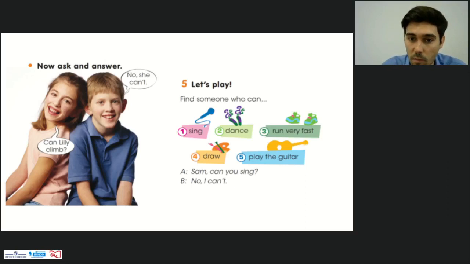The overall objective with the game, of course, is for it to be fun, for the students to be engaged and motivated, but also that the students are practicing the grammar structures can and can't in a realistic and meaningful context.